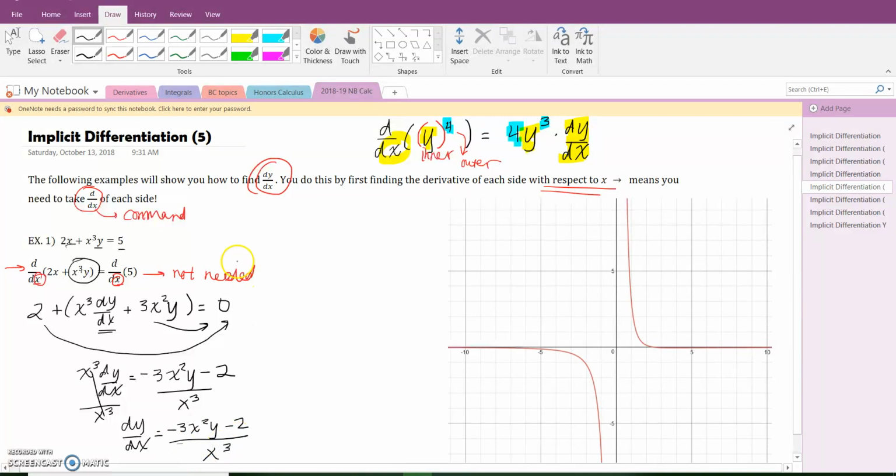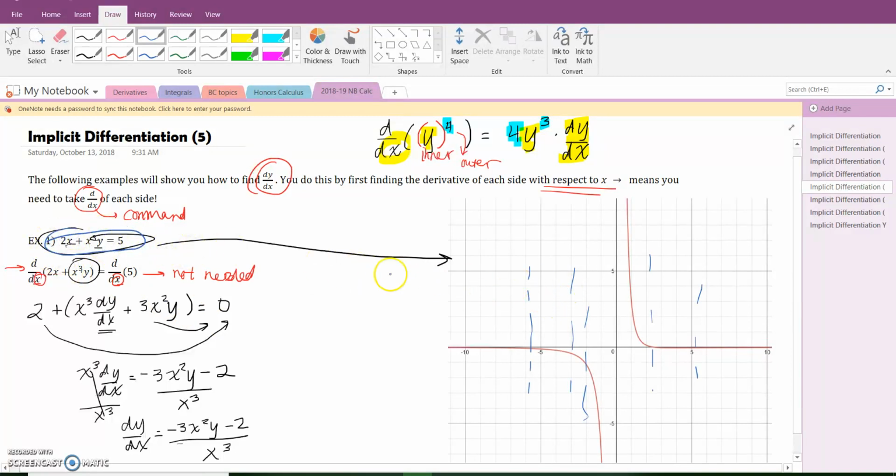This here is a Desmos graph of my original equation, and you might be thinking, well, this is a function, so why did I even do implicit differentiation? It passes the vertical line test. There is a vertical asymptote, but it definitely passes a vertical line test. Anytime you graph a function that looks implicit and it passes the vertical line test, it's because you could have solved for y from the beginning.